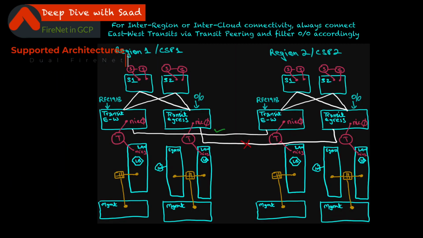If you have a dual transit FireNet architecture in both multi-region or multi-cloud environment as shown here, and you would also like to provide connectivity between them, then make sure you are connecting only east-west transits via transit connectivity and filter out the default routes accordingly.